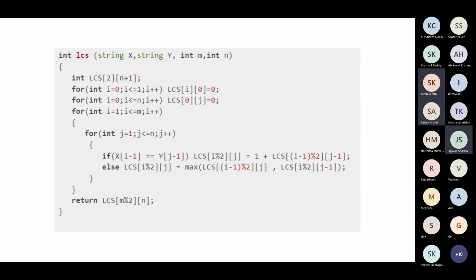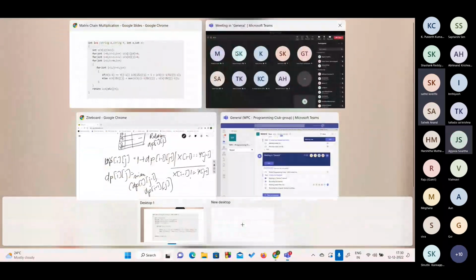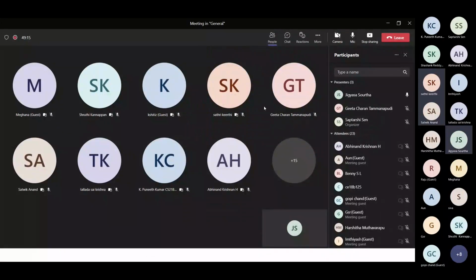Okay, does anyone have any doubt till now? Okay, we'll have a 2-minute short break, and after that we'll continue with the matrix chain multiplication. In the meanwhile, if anyone has any doubt, or if any part isn't clear, they can raise it.